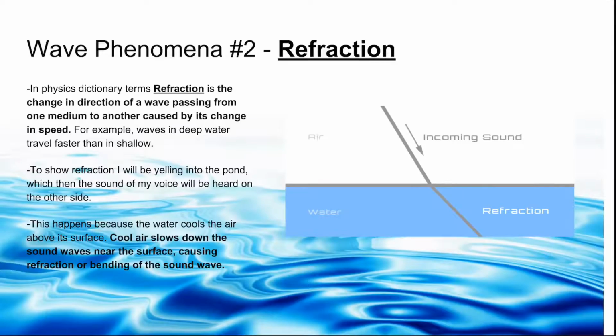Wave phenomenon number 2, refraction. In physics dictionary terms, refraction is the change in direction of a wave passing from one medium to another caused by its change in speed. For example, waves in deep water travel faster than in shallow water.